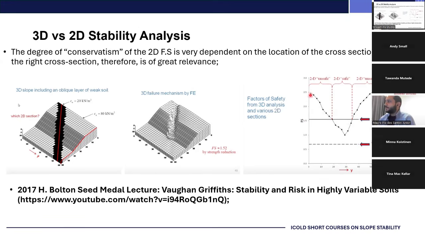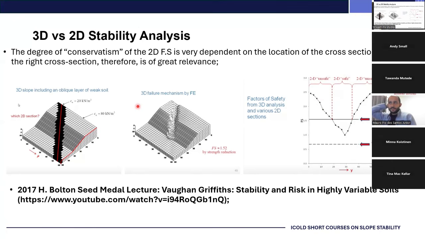He was basically making the point that 2D is not always more conservative than 3D. Some people would assume that 2D would yield a lower factor of safety than 3D. And it actually depends on where you take that cross section. If you take that cross section in the abutment, the 2D factor of safety would be higher than the 3D factor of safety. But if you take it in the middle portion, then you're on what he called the safe side, where the factor of safety in 2D is below the 3D.